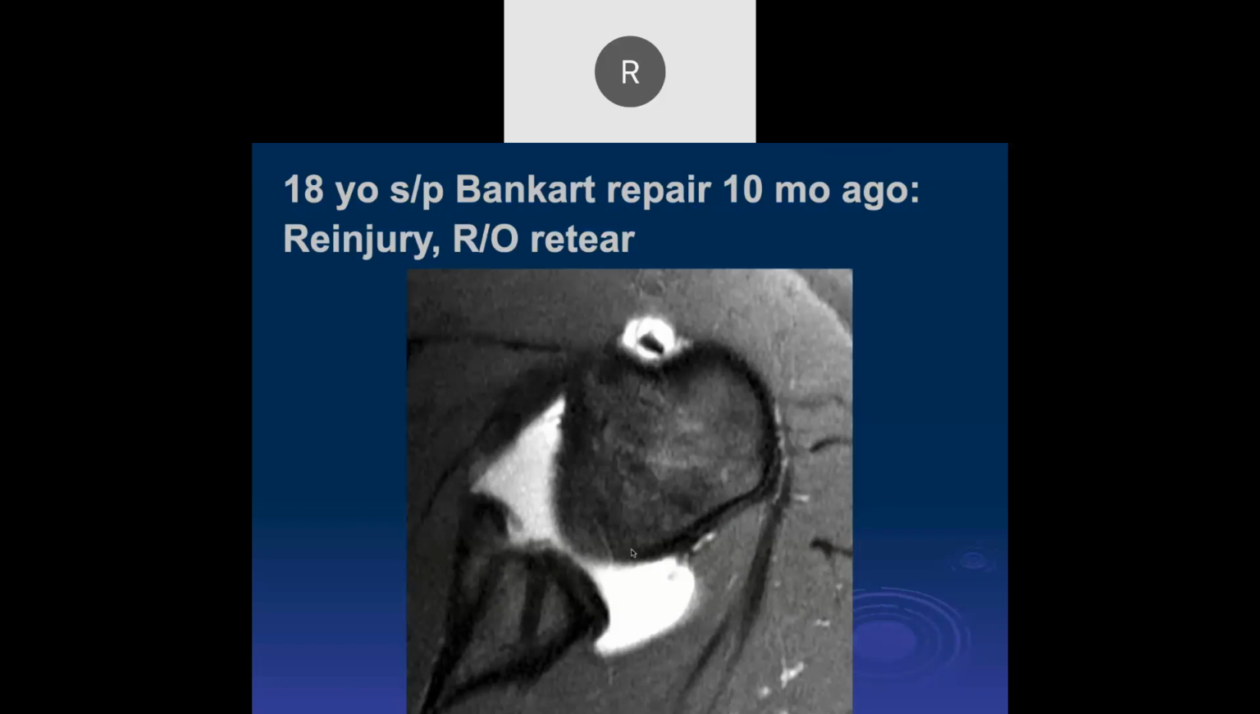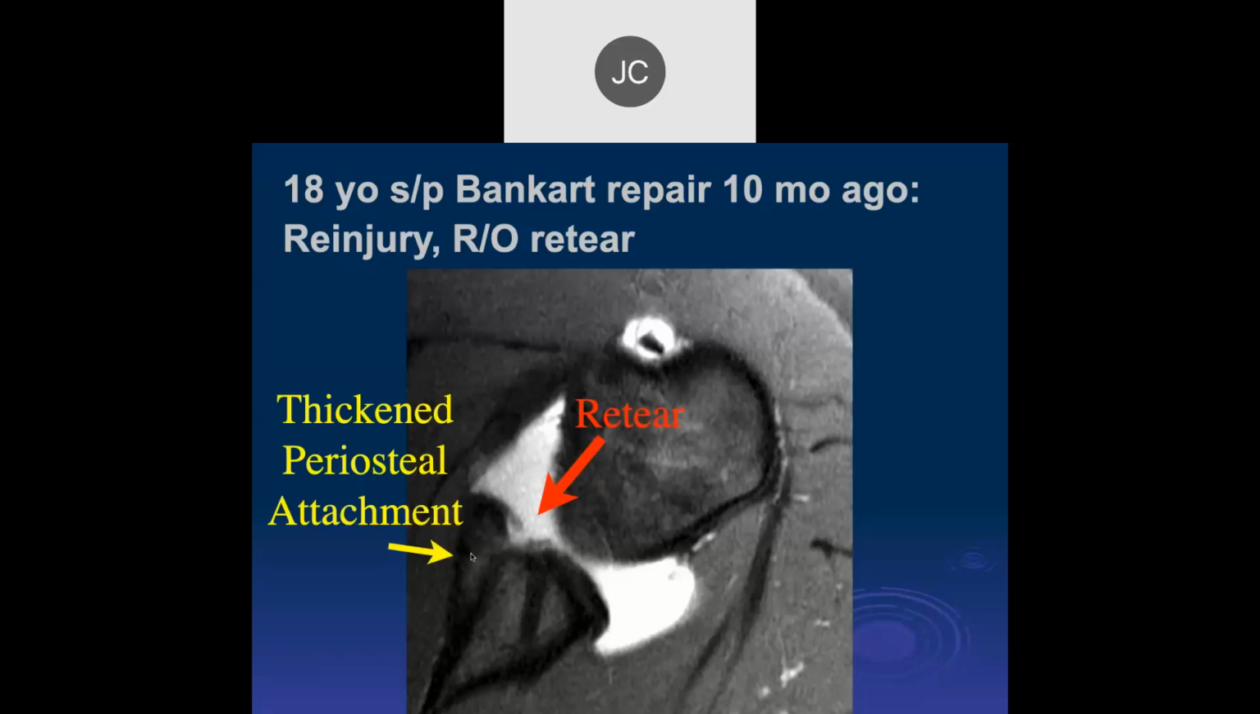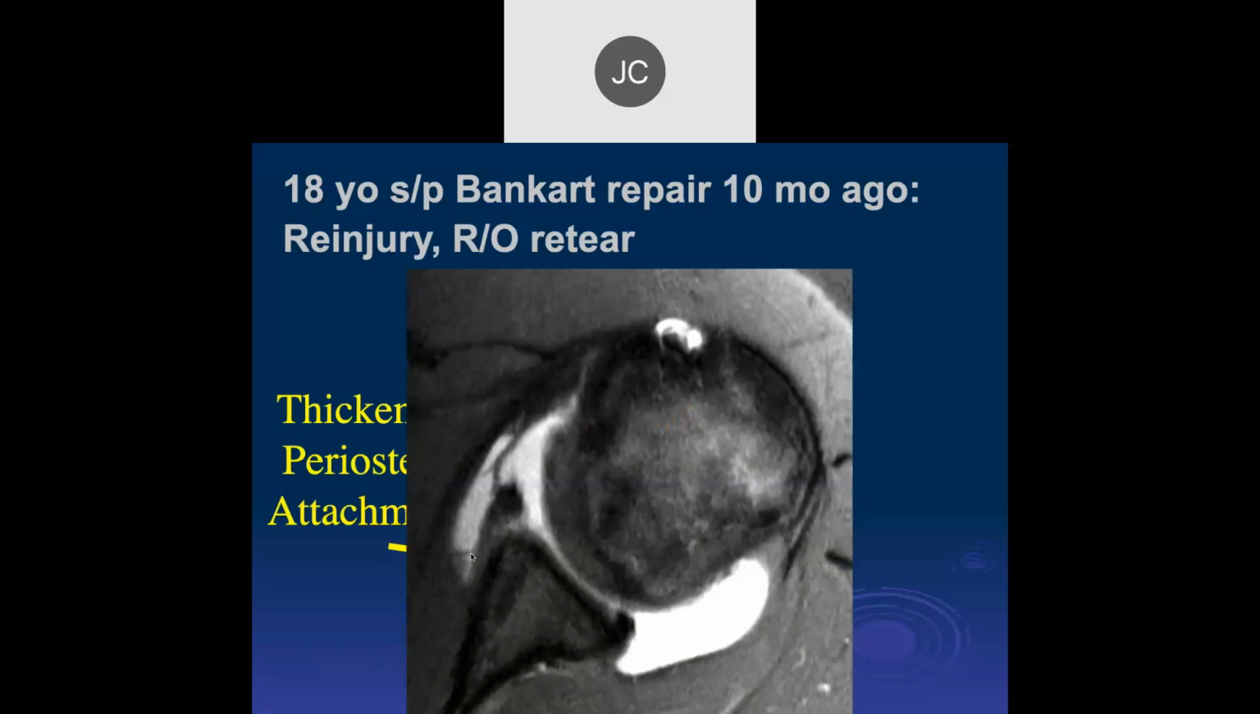All right. So we have an 18-year-old status post Bankart repair 10 months ago, re-injury, rule out re-tear. I see a surgical anchor in the anterior glenoid. It looks like there's a defect where there should be bone and labrum. It looks like there's probably a bony defect here as well. So it looks like there's a bony Bankart, tear of the labrum, and displacement of that with a little bit of thickened periosteum. Basically a fracture. Right, so it's a Bankart fracture in that particular case and a re-tear.